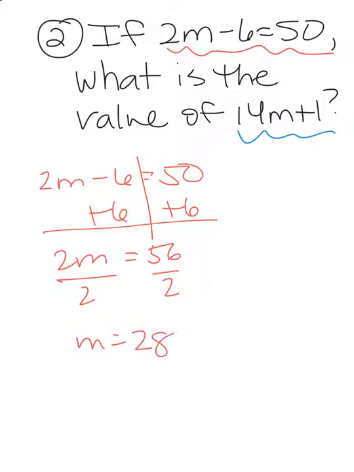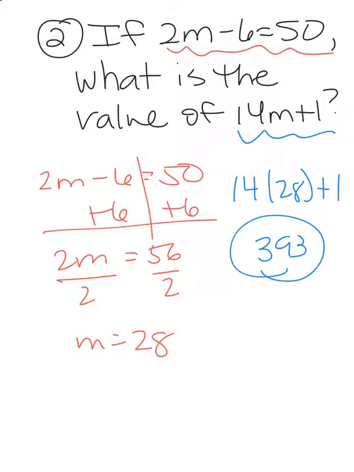So now I'm not done. I don't just circle 28 and say that's it. I'm finished answering the question only when I find the value of 14m plus 1. So now I have to take my value for m, which is 28, multiply that by 14, and add 1. So when I use my calculator, 14 times 28 plus 1 gives me a final answer of 393, which answers my final question.